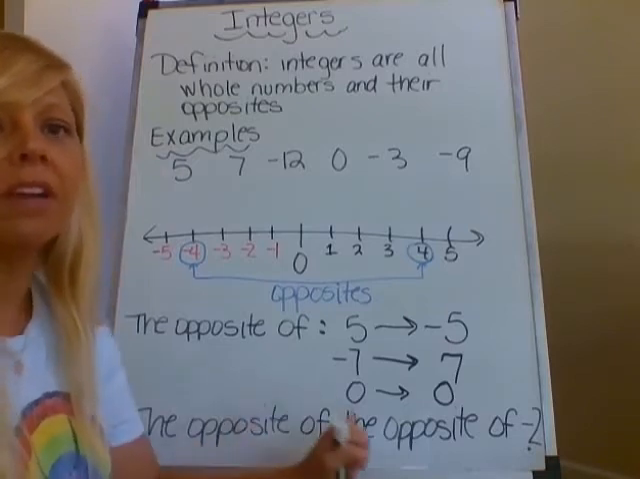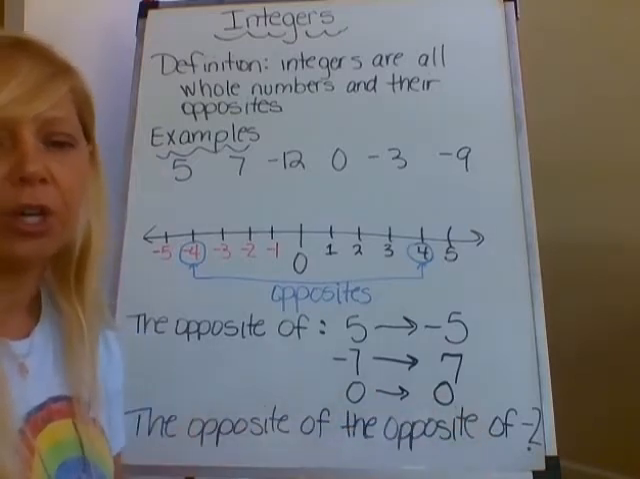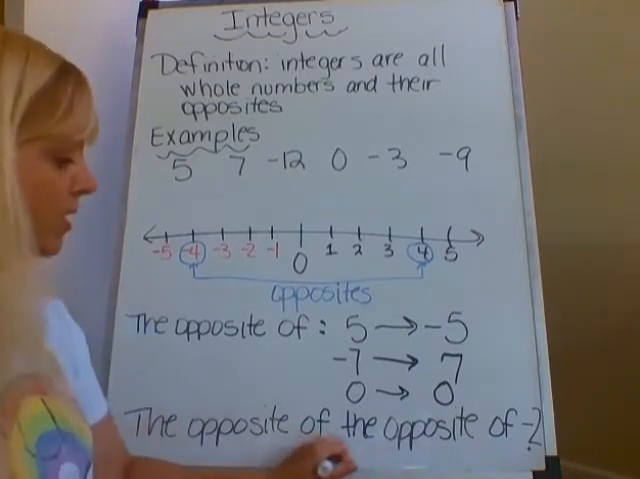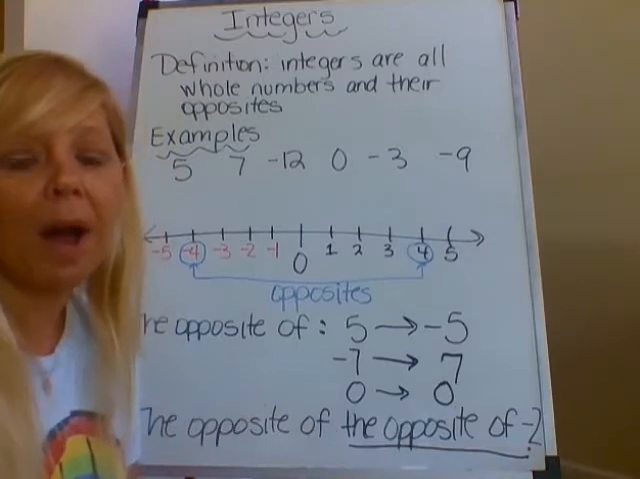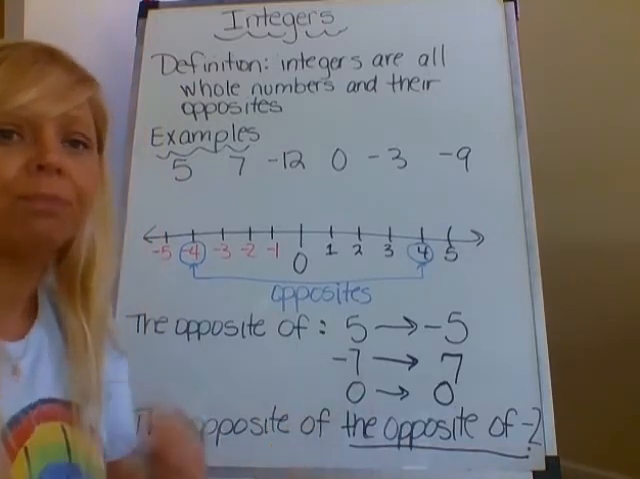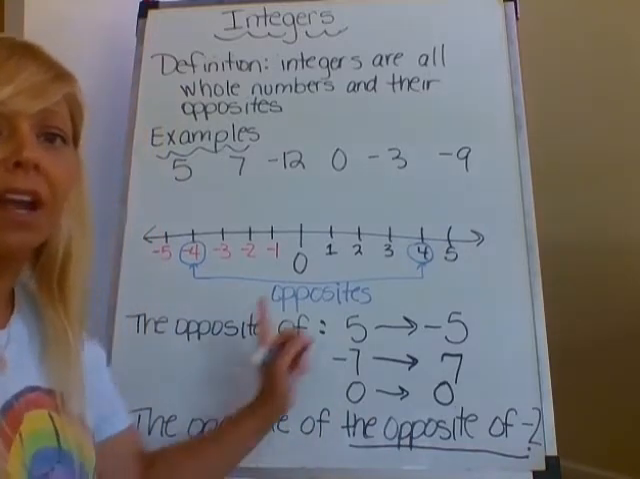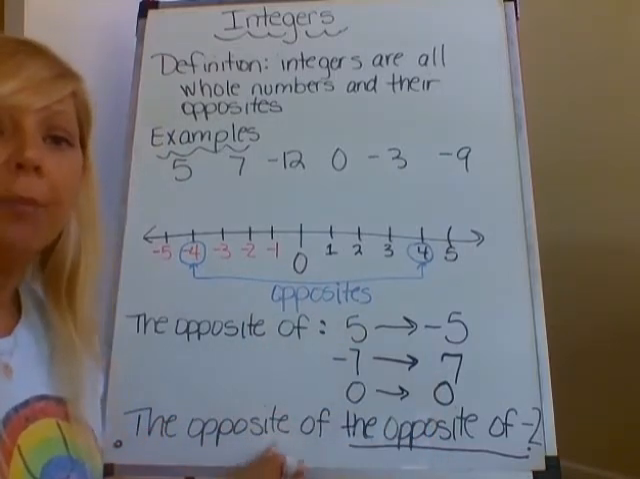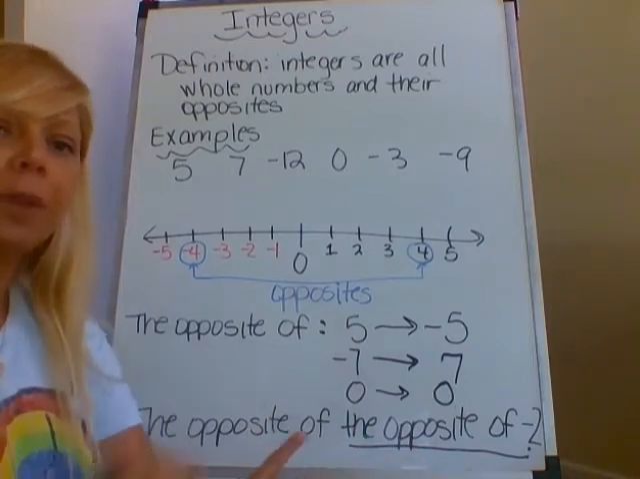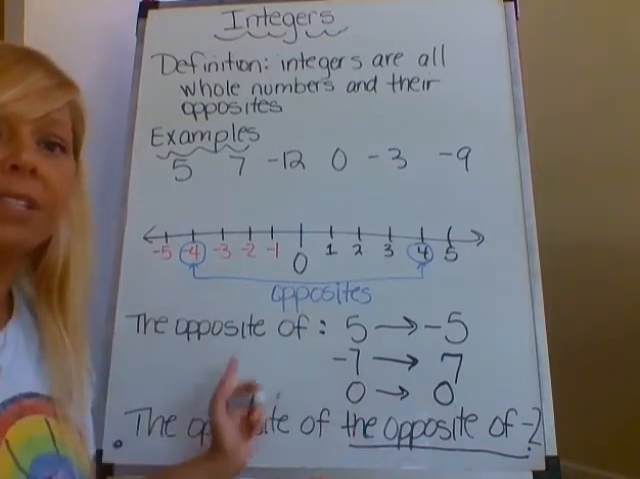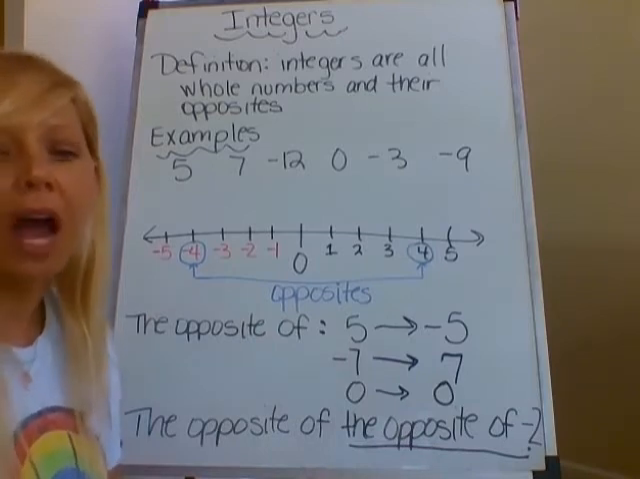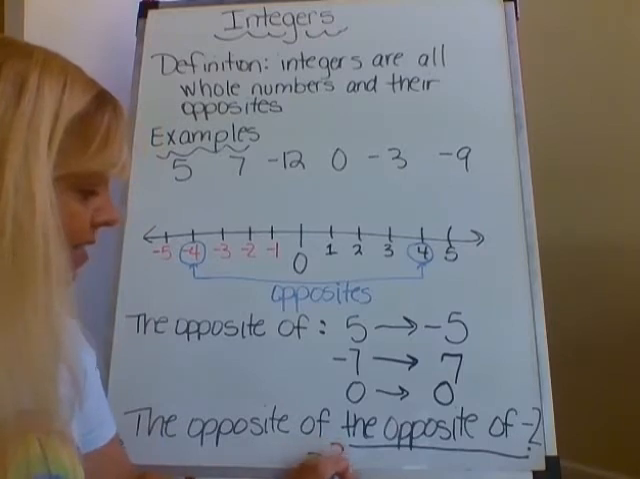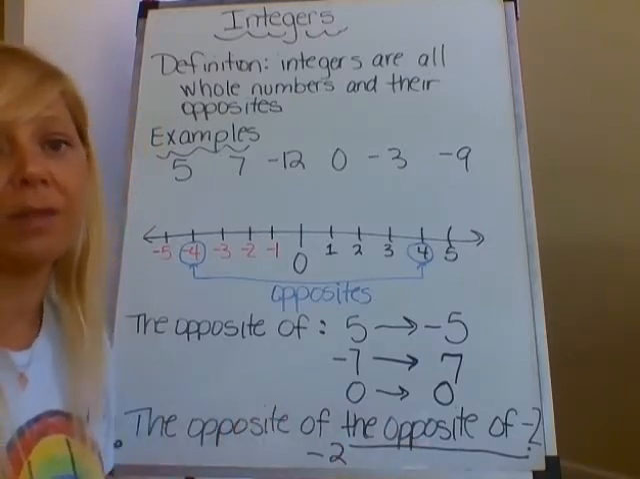So let's think about this for a minute. If I want the opposite of negative 2, what is the opposite of negative 2? It would be positive 2. So we would flip the sign. So if we wanted the opposite of that, it then would be negative 2 again. So when I have the opposite of the opposite, it actually flips the sign twice because I have two opposites in there. So the opposite of negative 2 is still negative 2. So that one stays the same because I've got the two opposites written there.